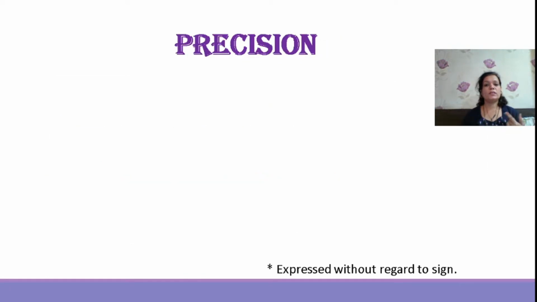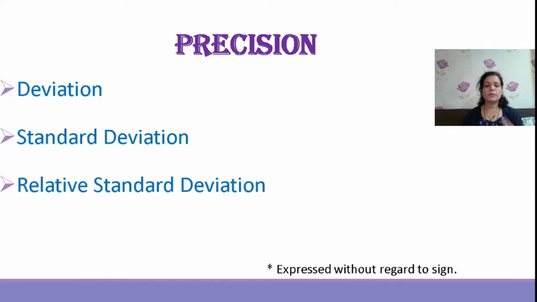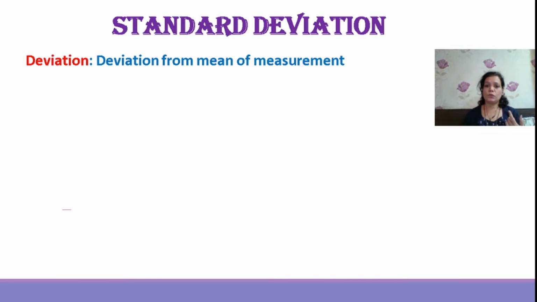Whereas for precision, these results are expressed without regard to the sign, as it is deviation. So we can express the result of any particular method in terms of precision as deviation, standard deviation and relative standard deviation, where we need to know the mean of the result and the observed readings. This is the mean of the result and these are the observed readings.